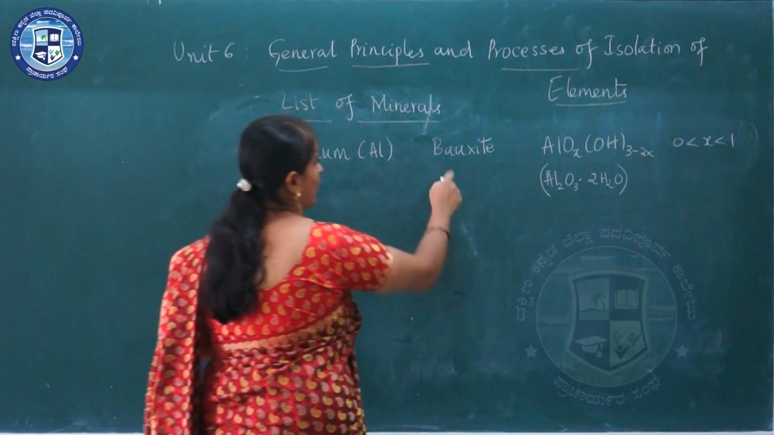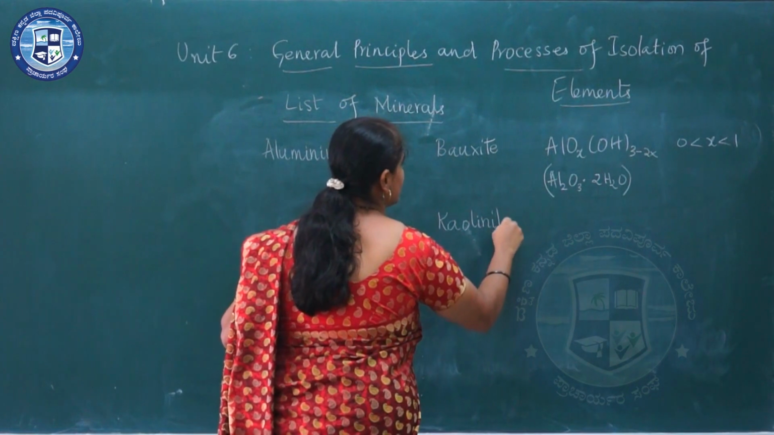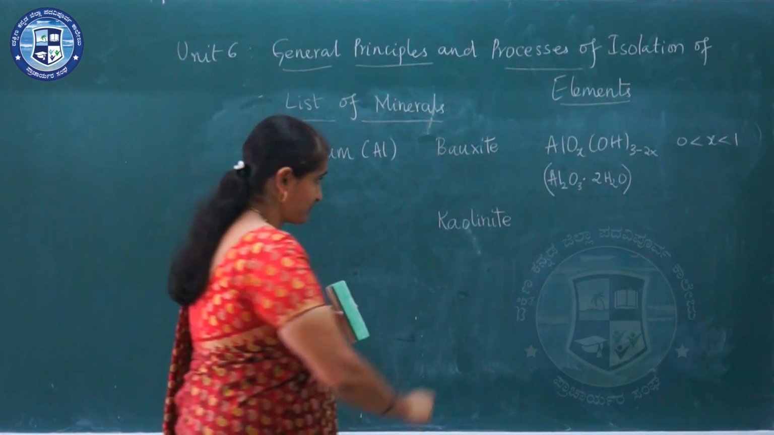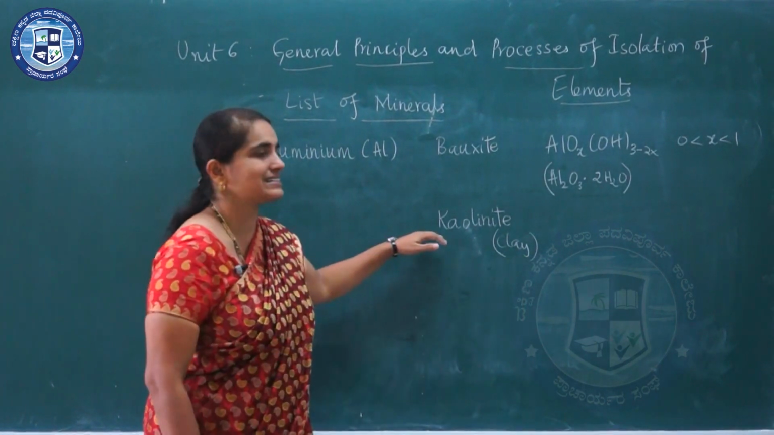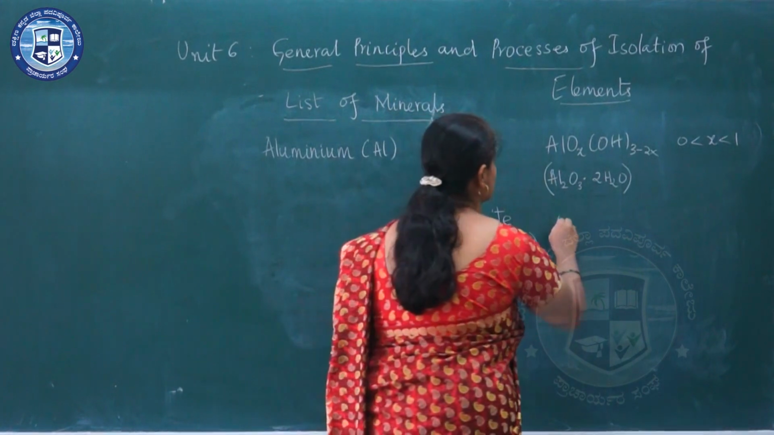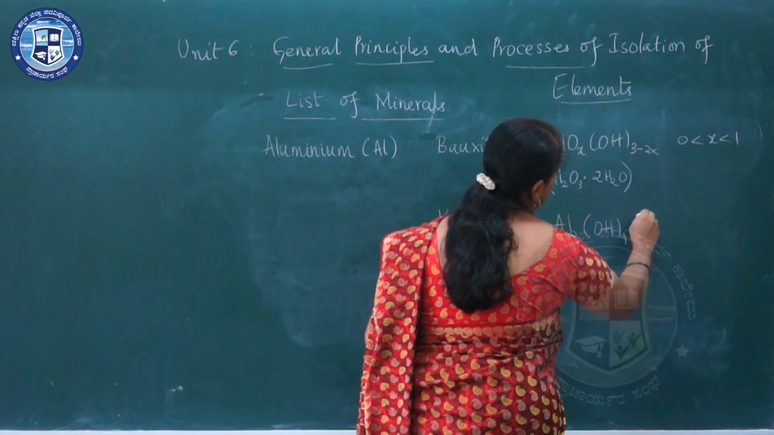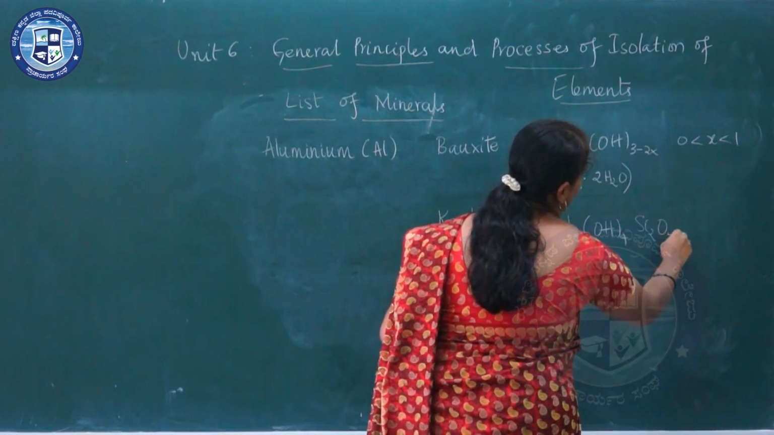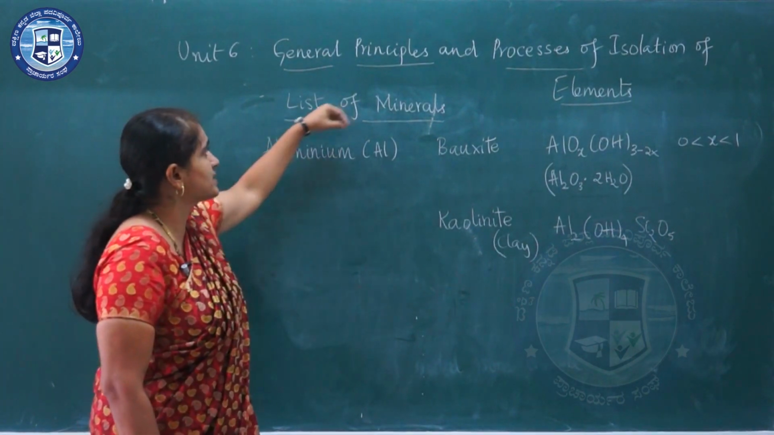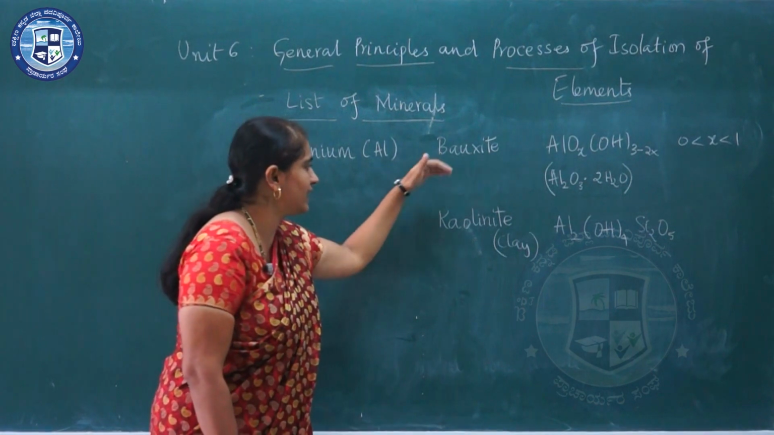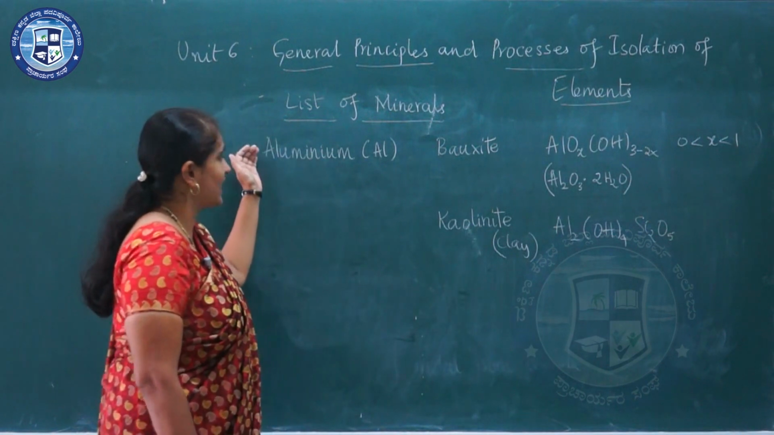Okay. So one is bauxite and the next one is kaolinite. Kaolinite is usually seen in clay. You might be doing some clay models and all, isn't it? So in that we usually see this kaolinite, and this has the composition Al2(OH)4Si2O5. For aluminium we have only two major minerals, one bauxite and the other kaolinite, with these compositions. Okay. Now this has been over.